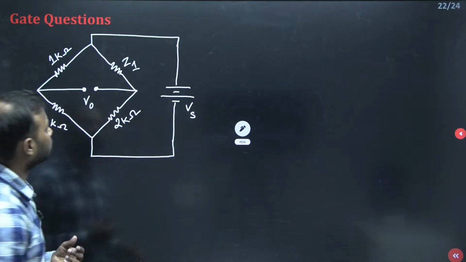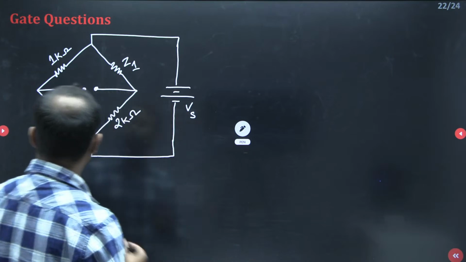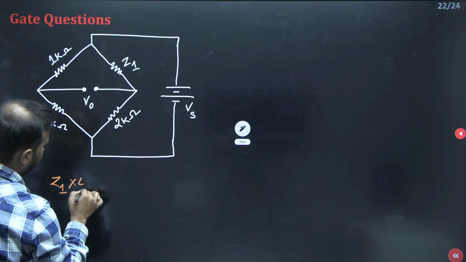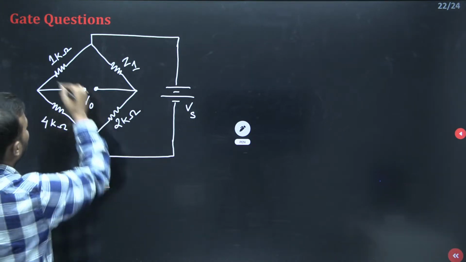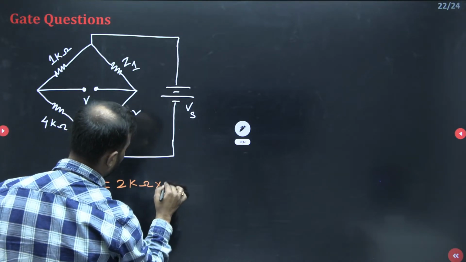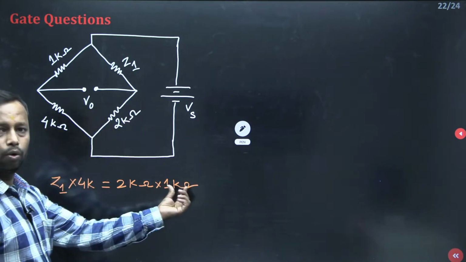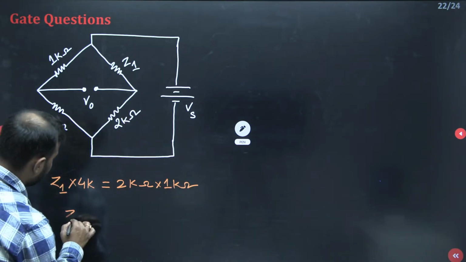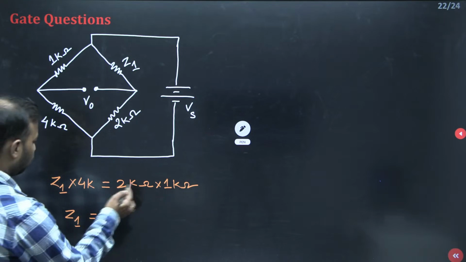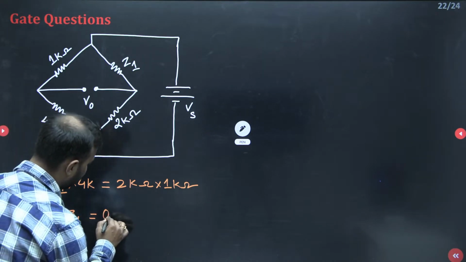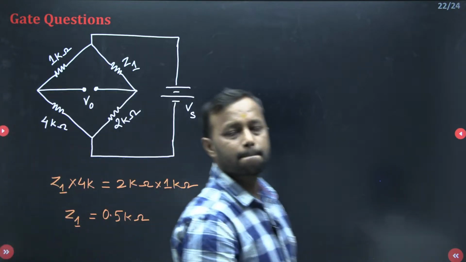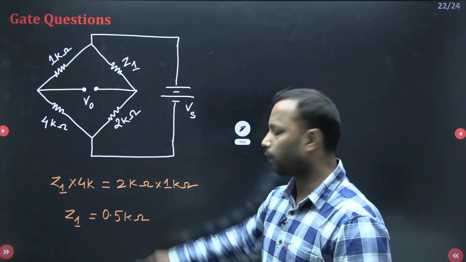This was your Vs. Now, since the bridge is balanced, so opposite impedance Z1 into 4, है कि नहीं? Z1 into 4 kilo ohm is equal to 2 kilo ohm into 1 kilo ohm. जल्दी से बताओ Z1 कितना आ रहा है? So Z1 will be equal to 2 by 4, which is 0.5 kilo ohm. कितना होगा? 0.5 kilo ohm.